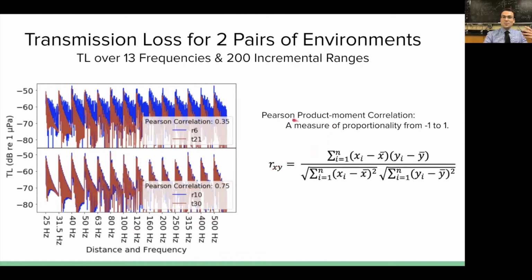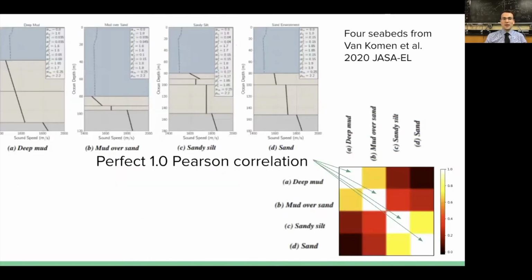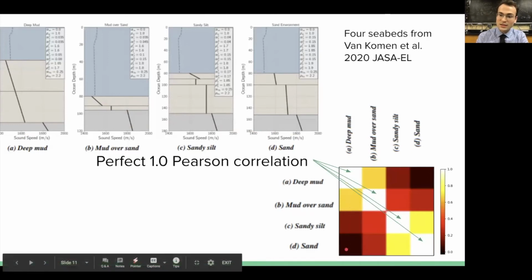So we see that a Pearson correlation measure of proportionality goes from basically 0, which is no proportionality, or -1, which is anti-correlation, but 0 to 1, we can get meaningful numbers here. 0.35 shows a little bit of similarity. 0.75 is more similar. And so this will be our measure of seabed acoustic similarity. This is what we will judge our model by. We see that it works for 4 exemplary seabeds. These are taken from Van Komen et al. 2020. You've got deep mud, you've got sand, you've got mud over sand, and you see if we make a grid that deep mud is 1.0, similar to itself, of course, similar to mud over sand, not similar to sand. In parallel, sand is not similar to deep mud and is perfectly correlated with itself.